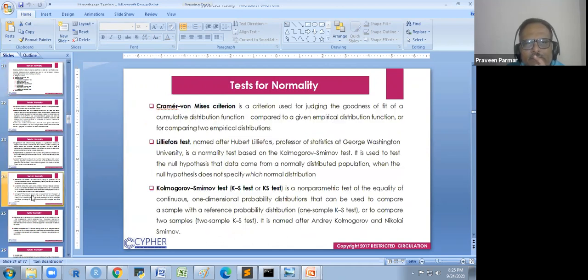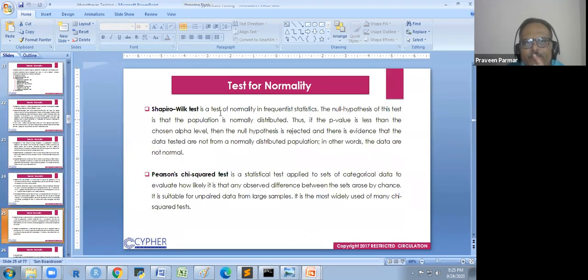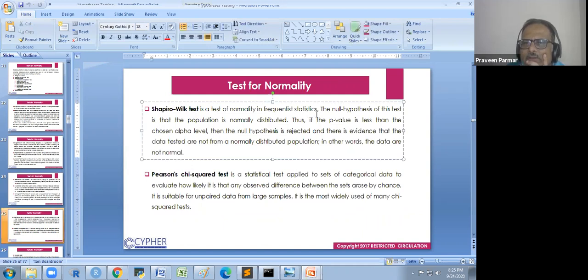The Shapiro-Wilk test is a test of normality in frequentist statistics. The null hypothesis of this test is that the population is normally distributed. Thus, if the p-value is less than the alpha level, then the null hypothesis is rejected and there is evidence that the data tested are not from a normally distributed population. Okay, it is in this way.